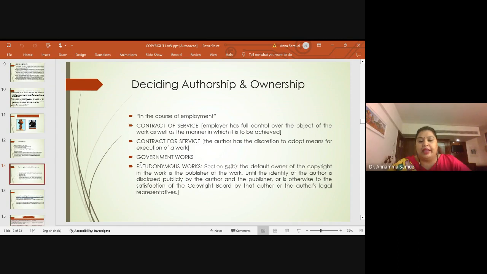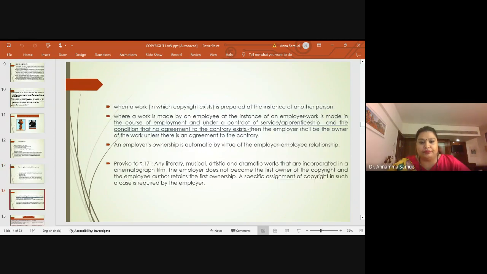Now, even in case of government work or pseudonymous work, the owner of the work, in the case of pseudonymous work, the default owner of the copyright is the publisher of the work, because the identity of the author is not known or disclosed. So till the time it is not disclosed, the default owner of the copyright will be the publisher of the work.